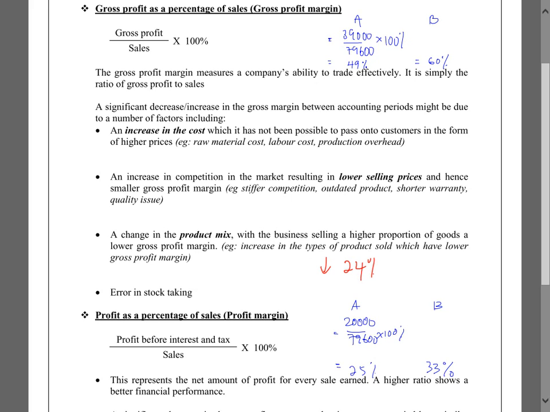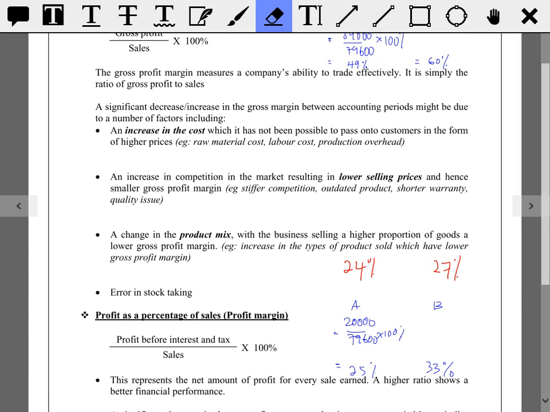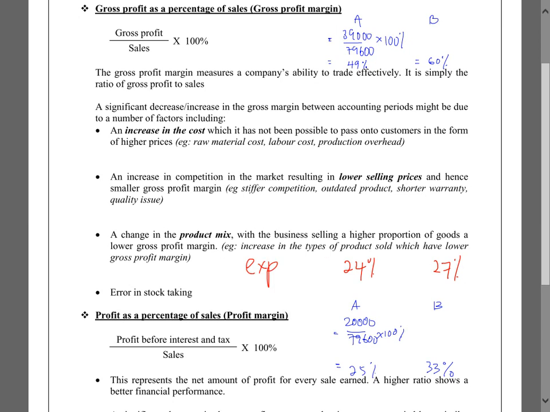What about this side? 60 becomes 33. Expenses is about 27. So which company manages better? A. Because their expenses are 24% of their sales. Every $1, 24 cents. Every $1, 27 cents. Of course, A will be better in terms of controlling the cost. This is the expenses. The proportion of the expenses is 24. The proportion of the expenses is 27. So A is better managed.